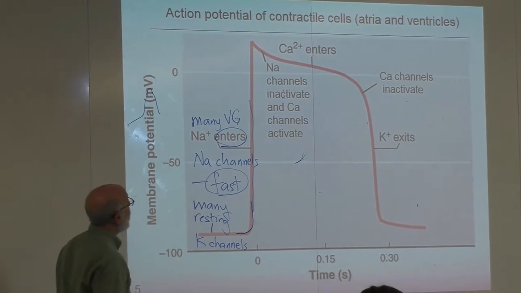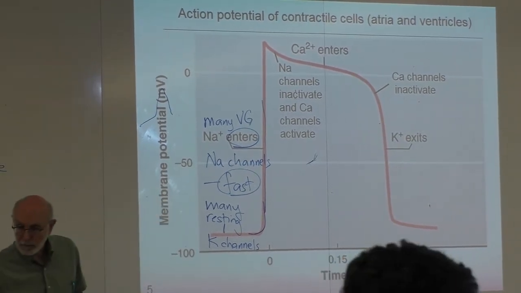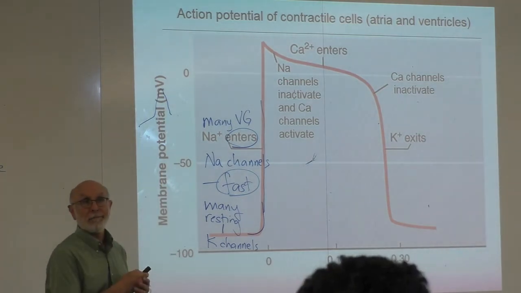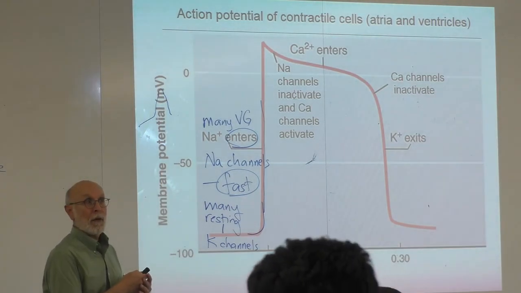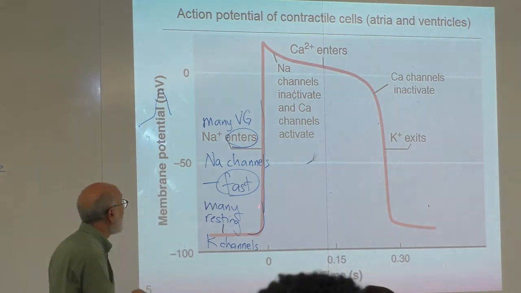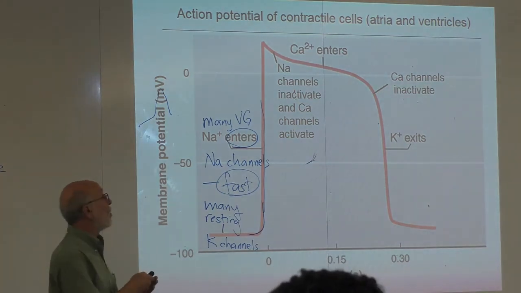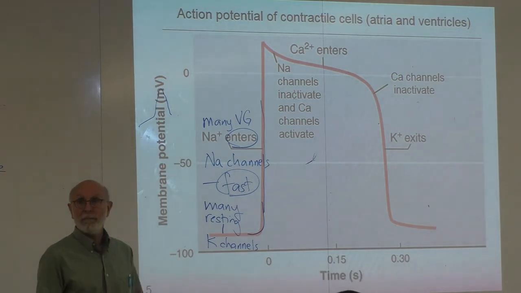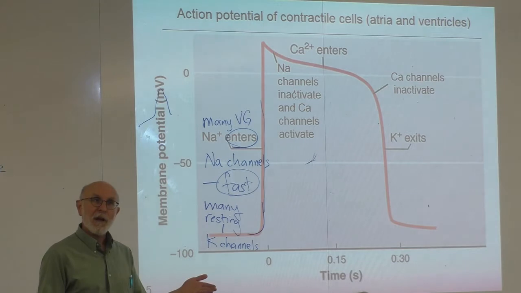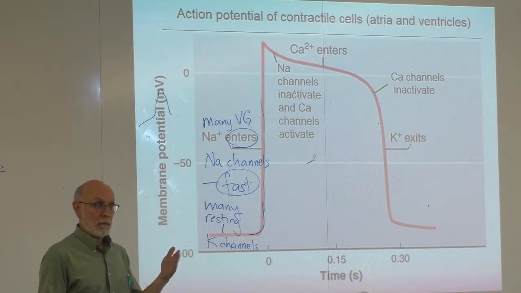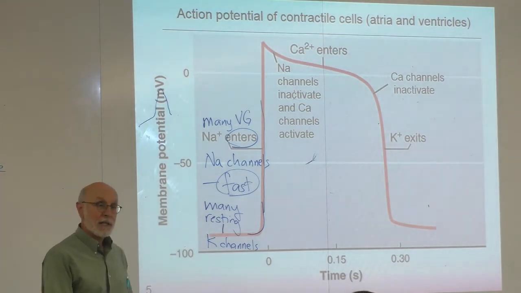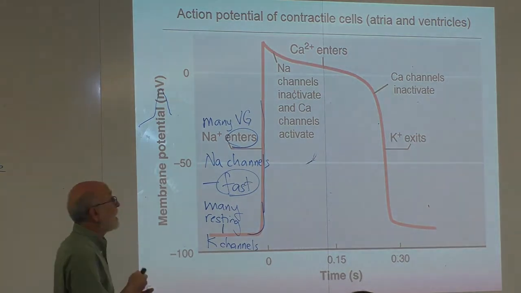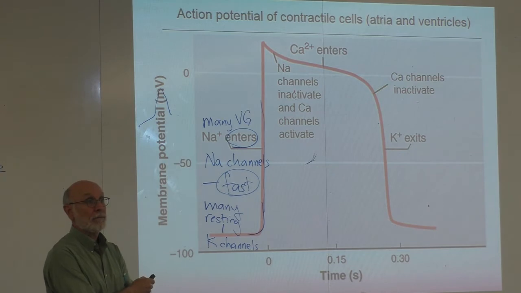That fast, large depolarization opens the slower calcium channels. So calcium channels don't play a role in the upstroke, but they do play a role in the plateau. And they also trigger contraction. Calcium influx, calcium release, calcium binds to troponin, contraction. So this calcium entering is the trigger for contraction.